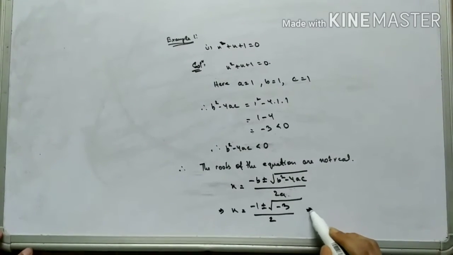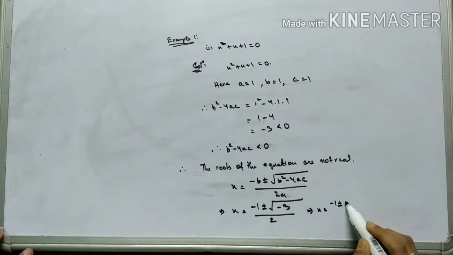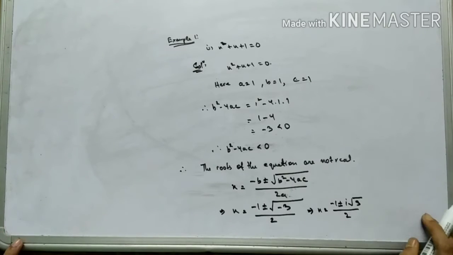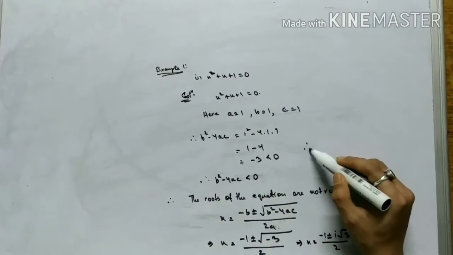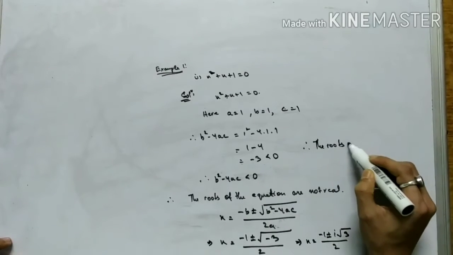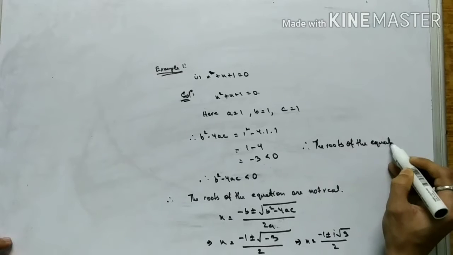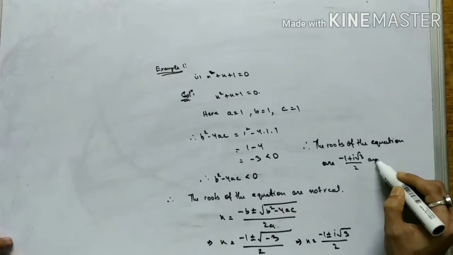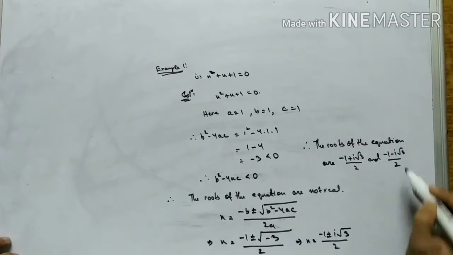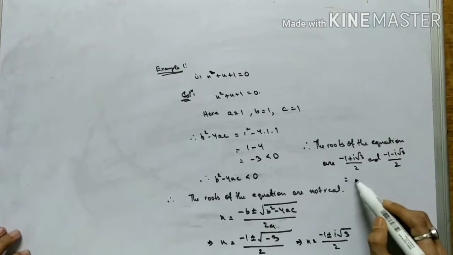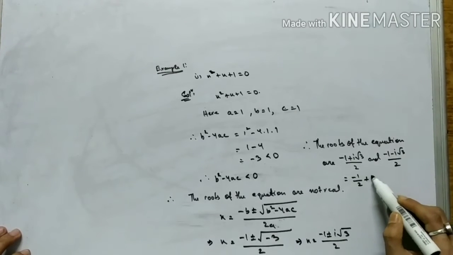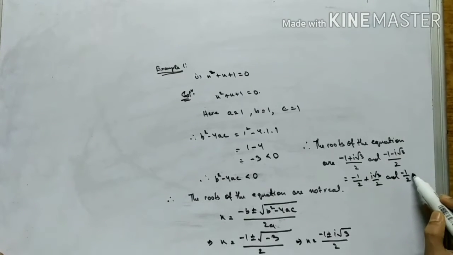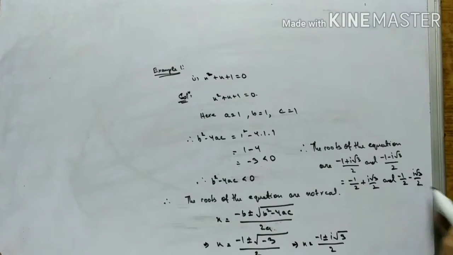So ultimately x equals minus 1 plus minus i root 3 by 2. Understand? Therefore the roots of the equation are minus 1 plus i root 3 by 2 and minus 1 minus i root 3 by 2. Which I can write as minus 1 by 2 plus i root 3 by 2 and minus 1 by 2 minus i root 3 by 2.